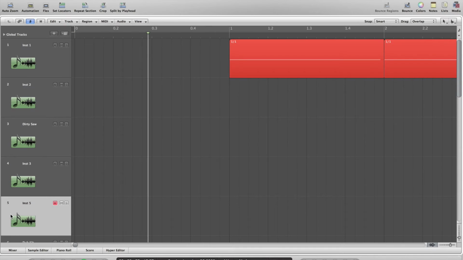Let's listen to the note values and their lengths in context by means of creating a very straightforward representative pattern.